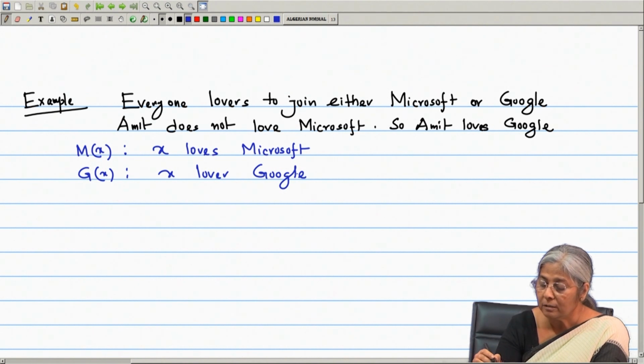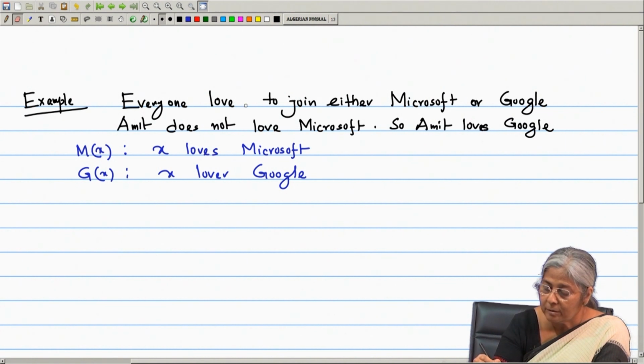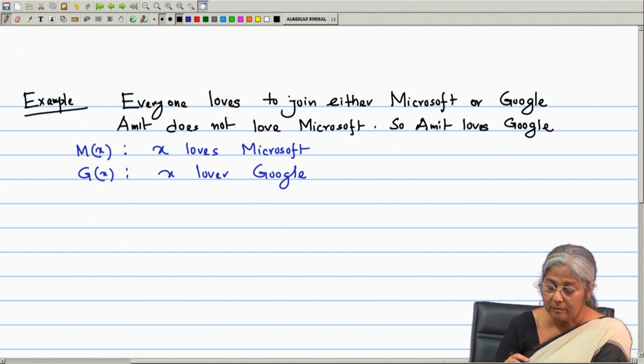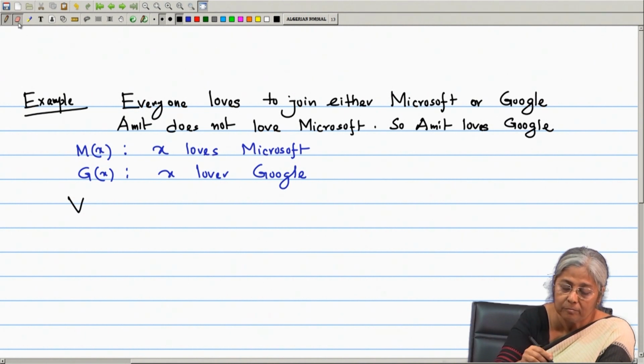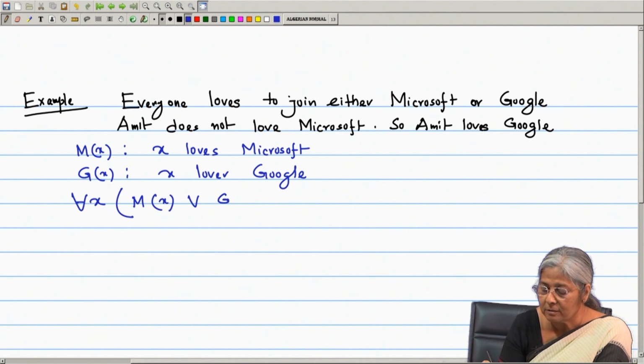So, everyone loves to join either Microsoft or Google. Everyone means for all x. These are my hypotheses. So, for all x, the hypothesis is Mx or Gx.